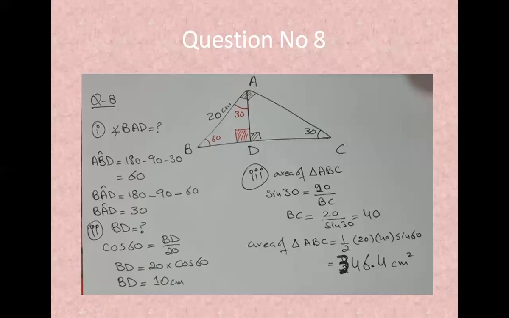If I know the BC side is 40, I know this whole side. If I know this whole side BC, that's 40, and I know this side, that's 20, and I know the angle between them, I can find the area of this triangle. So the area of the triangle ABC will be 1 divided by 2 into 20 into 40 into sine 60. And the answer I will get will be 346.4 centimeters square. A little tricky question. That was question number 8.